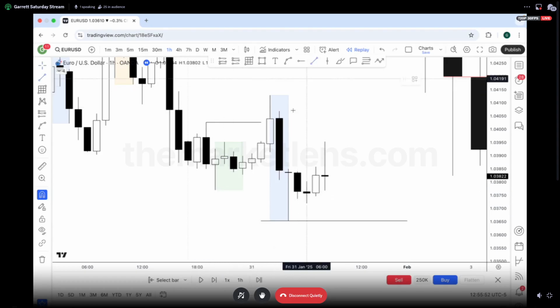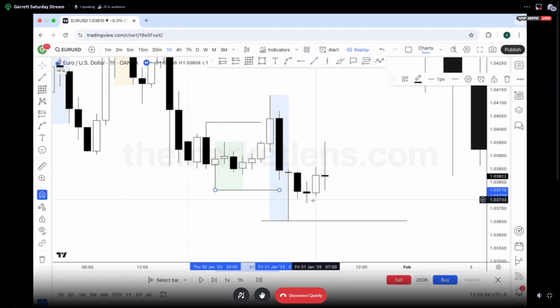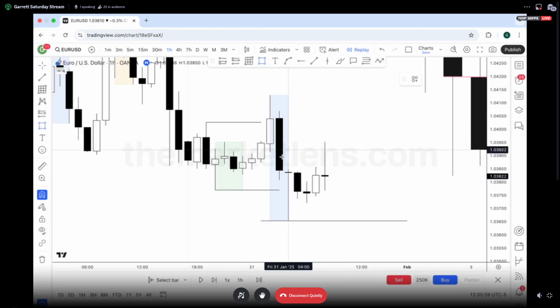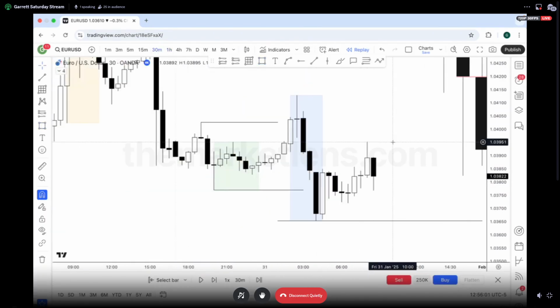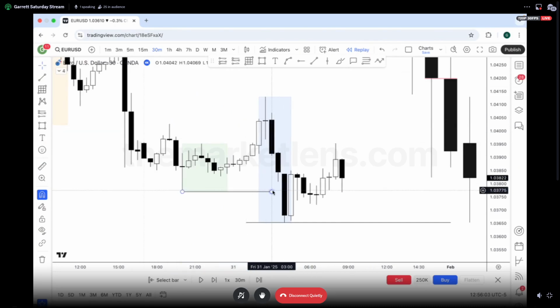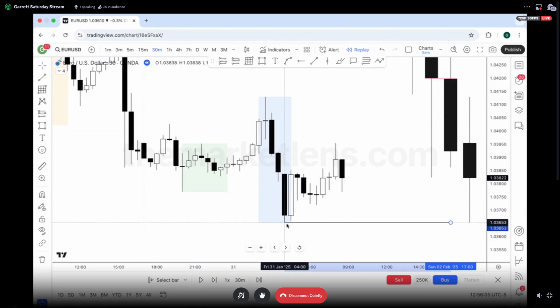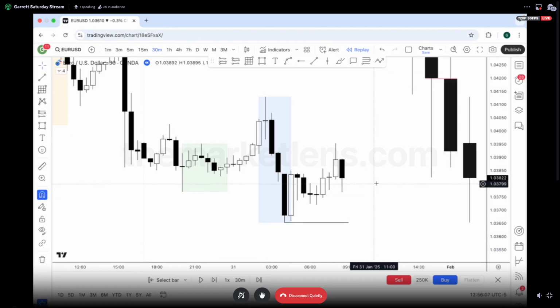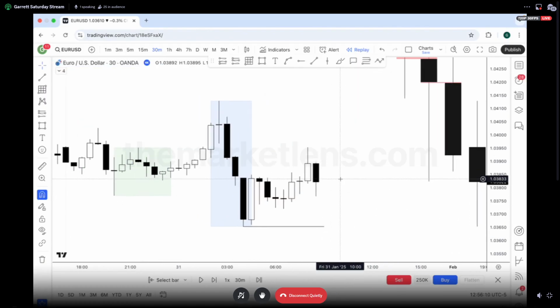So what if we break this down? What is this? Expansion into a low followed by what? Consolidation. And then this is a manipulation into this fair value gap, right? So I can refer to this on the 30-minute just to get a smaller stop loss. I don't even think it presented on that 5-minute.